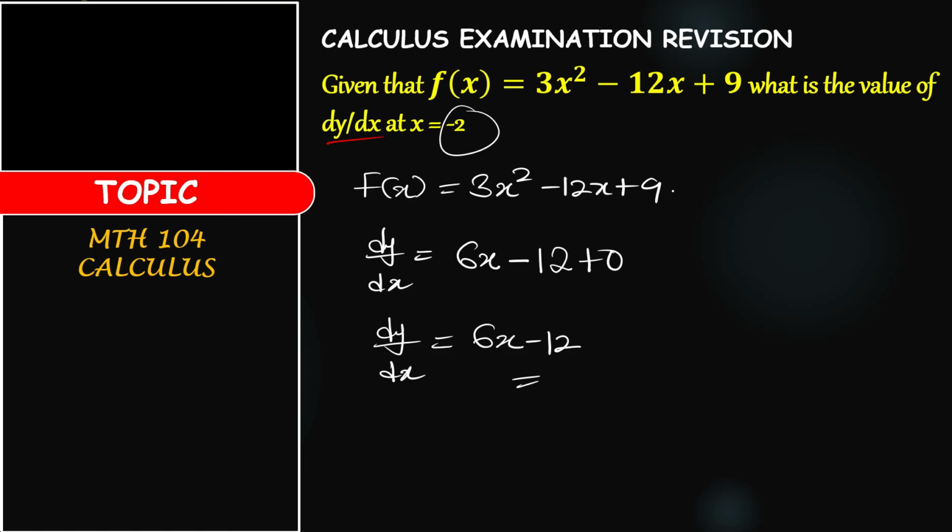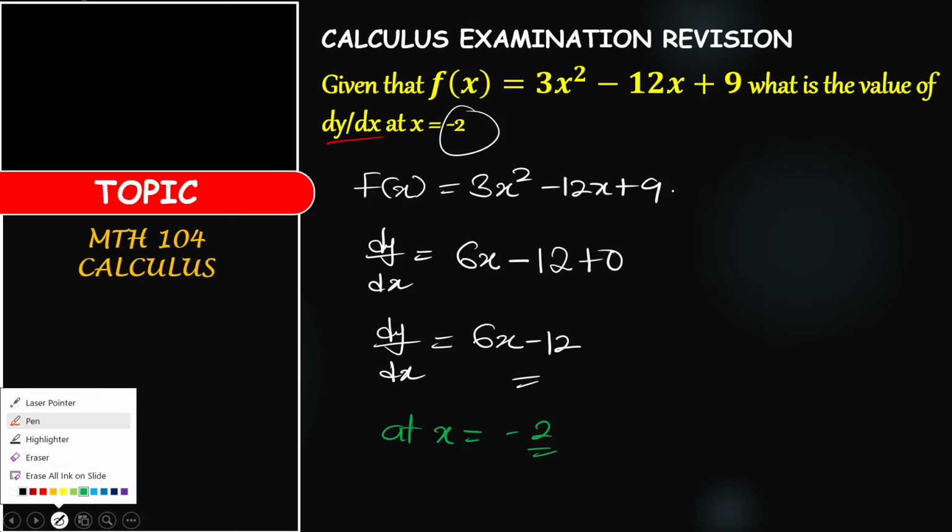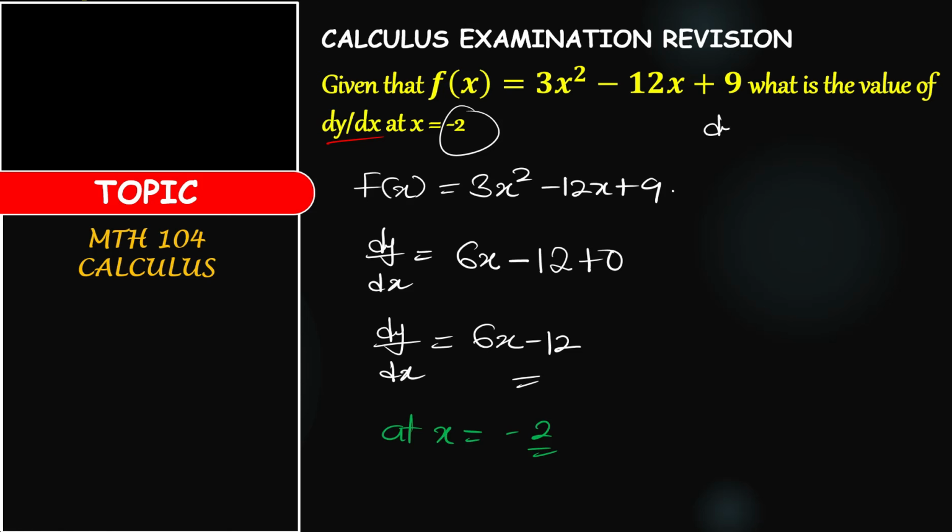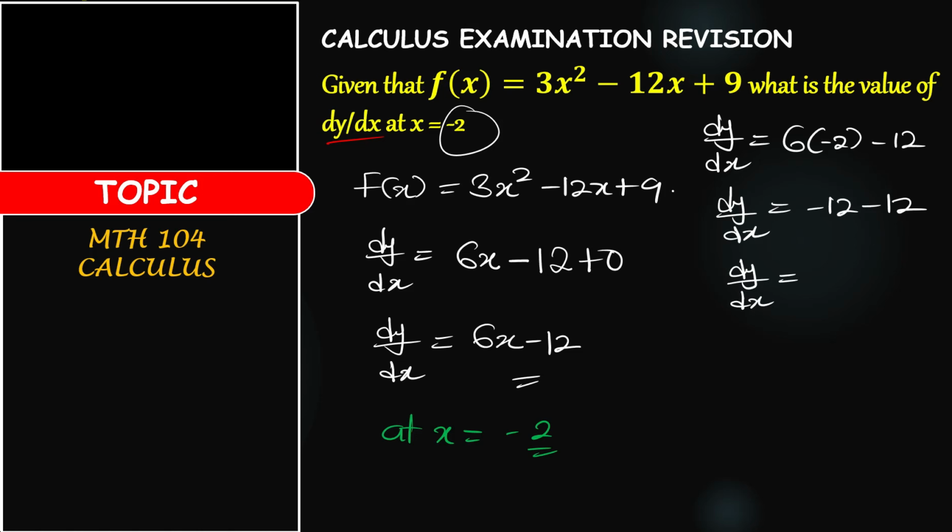Now at point x equals minus 2. So you are now going to come here, say at x, wherever you see x, put in minus 2. So our dy/dx will be 6 bracket minus 2 minus 12. So dy/dx, 6 times minus 2 will give us minus 12, minus 12. And then dy/dx will be minus 12 minus 12, which will give us minus 24. So the correct answer to this question is minus 24.